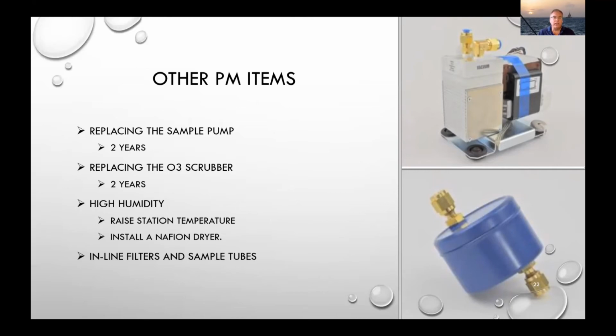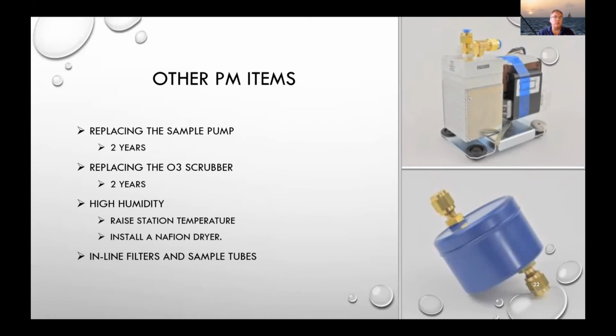Recently, I also heard that EPA has approved the installation of a Nafion dryer on the inlet sample for ozone instruments. We have not used any of these, but it seems to me this would largely solve the same problem. And then lastly, you want to pay attention to your inline filters and your sample tubes. Both of the surfaces of the sample tubes and the inline filters can potentially scrub ozone.